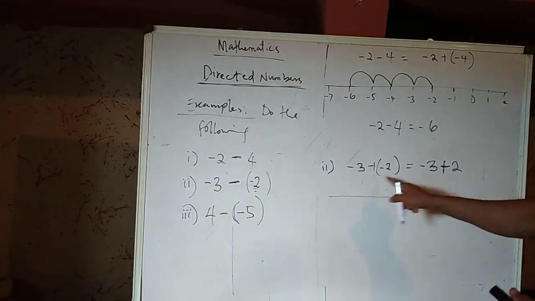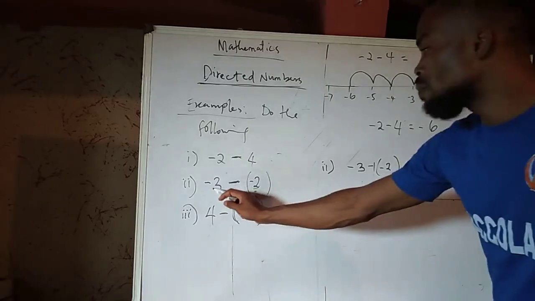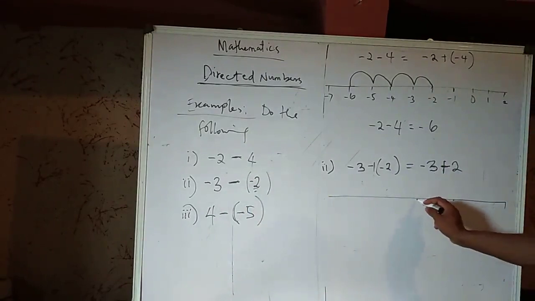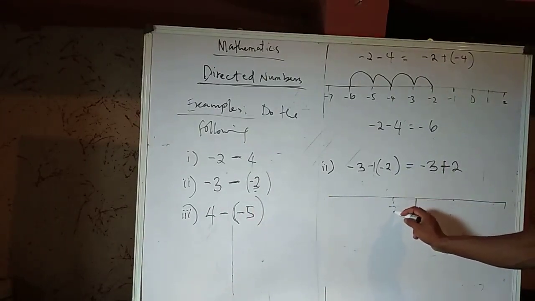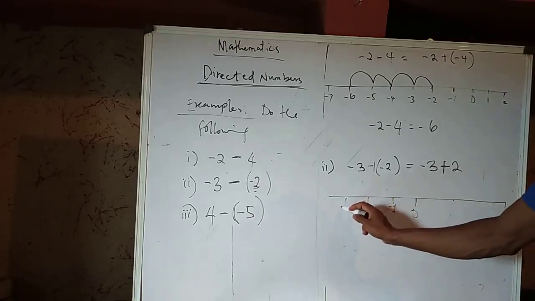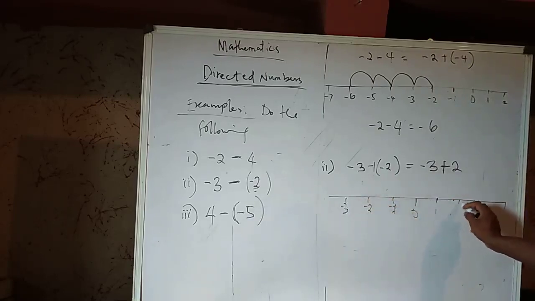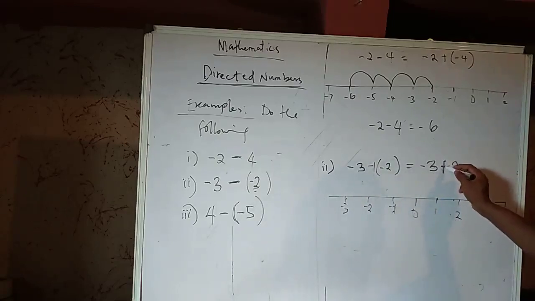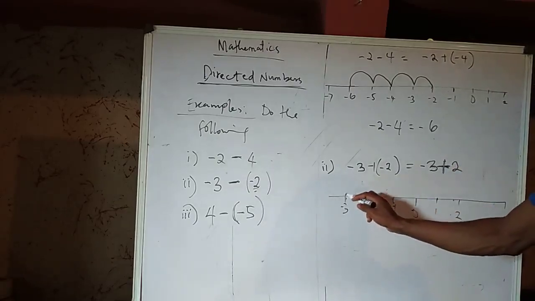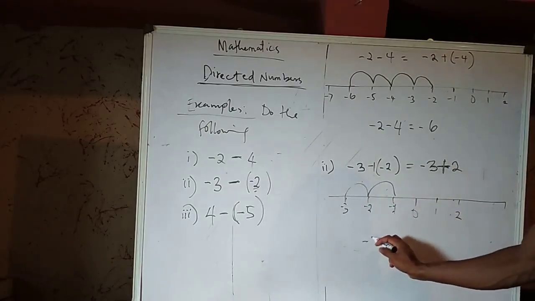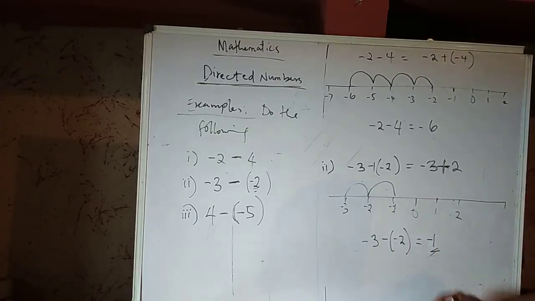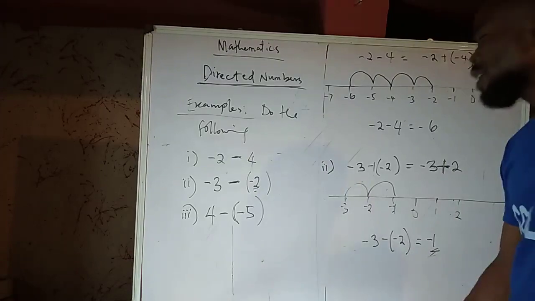So now, having said this, minus 3 minus the bracket of minus 2 is the same thing as minus 3 plus 2. So if I say I have 0 here and I have minus 1, minus 2, and minus 3, and 1, 2. By now you should know the answer here already. If I move twice, I'm going to move to the right twice because this operator is positive. So I move 1 and 2. So that simply tells me that minus 3 minus minus 2 equals minus 1. Alright, so that's that.